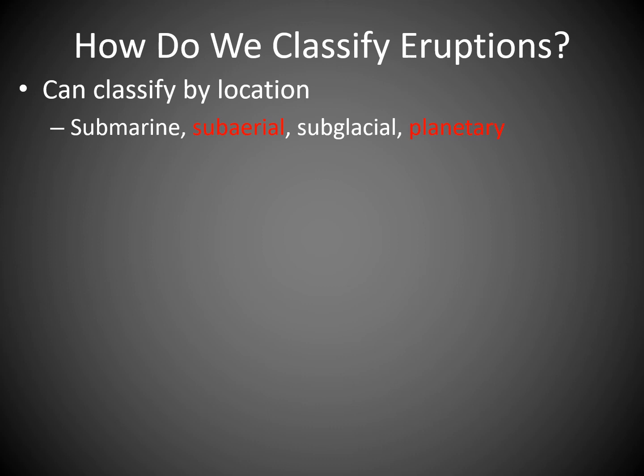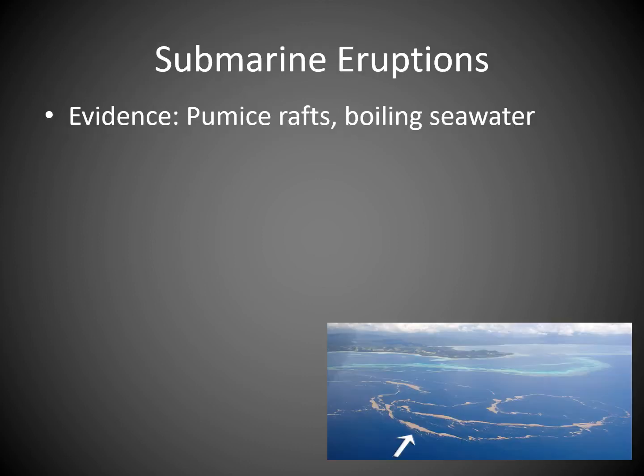Subaerial are volcanoes erupting on land. Subglacial, volcanoes erupting through ice caps. And finally, planetary eruptions that occur on other bodies in the solar system. Submarine eruptions are still a great mystery. We have very little data. There's only a handful of people that actually study these things.